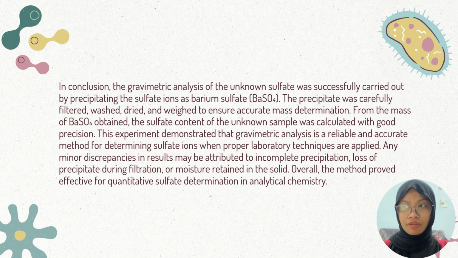In conclusion, the gravimetric analysis of the unknown sulfate was successfully carried out by precipitating the sulfate ions as barium sulfate, BaSO4. The precipitate was carefully filtered, washed, dried, and weighed to ensure accurate mass determination. From the mass of BaSO4 obtained, the sulfate content of the unknown sample was calculated with good precision. This experiment demonstrated that gravimetric analysis is a reliable and accurate method for determining sulfate ions when proper laboratory techniques are applied.